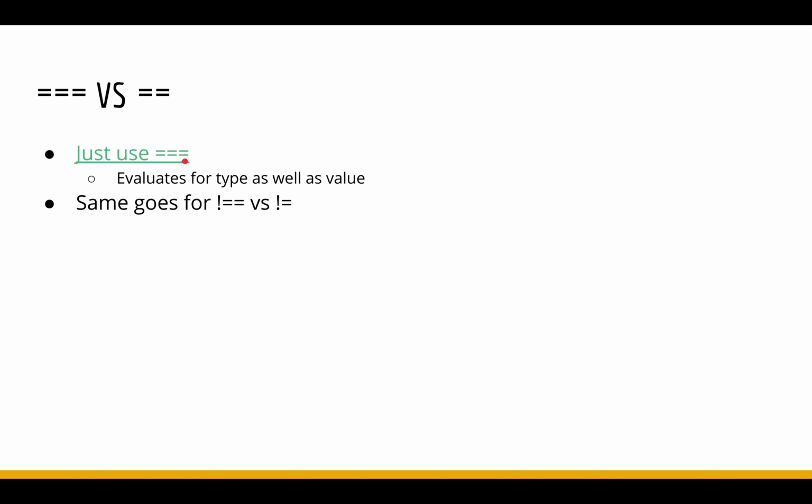It's just always easier, it's cleaner, it's more explicit. And the same thing goes for not equals. It's going to be an exclamation mark and then 2 equal signs as opposed to just 1 equal sign.